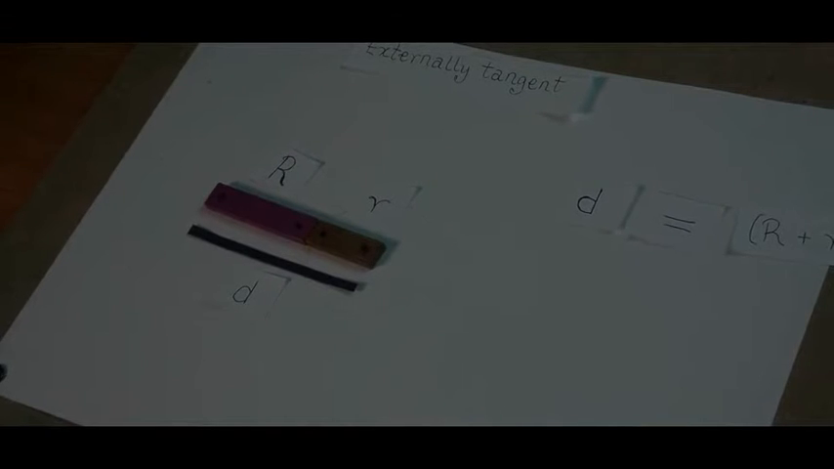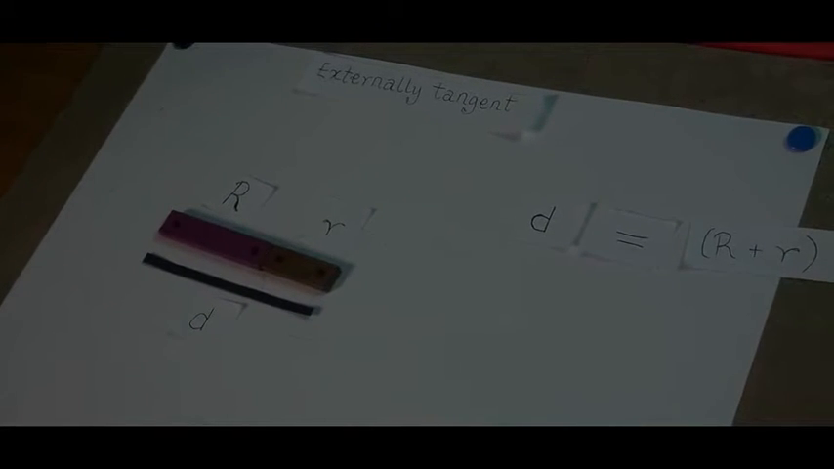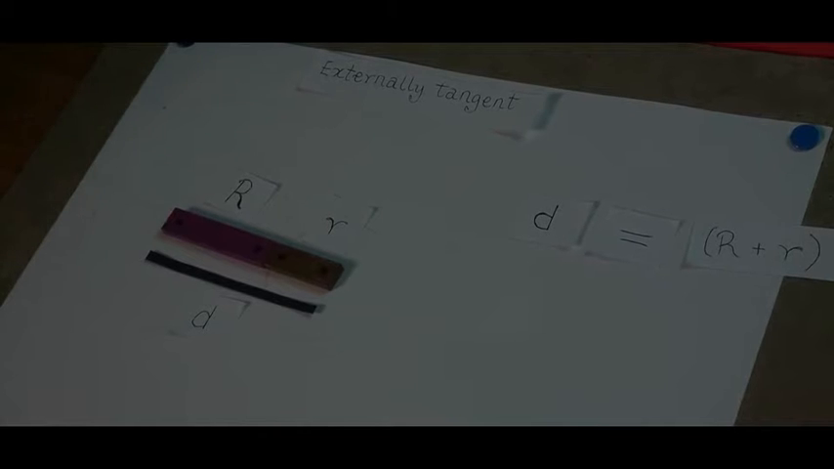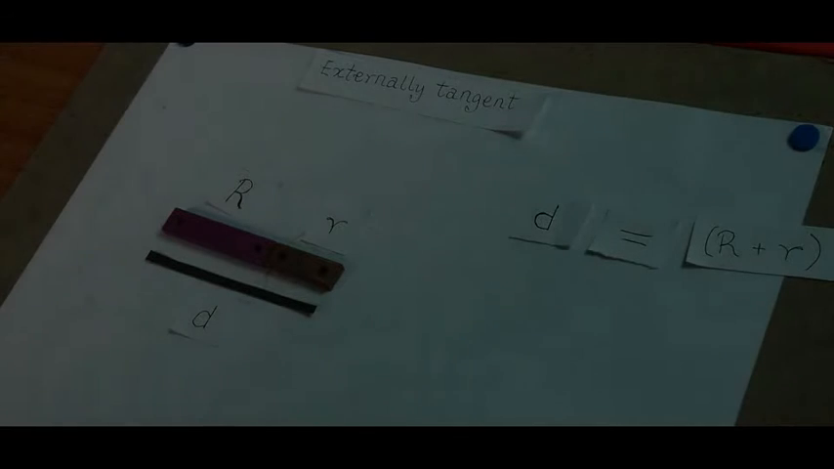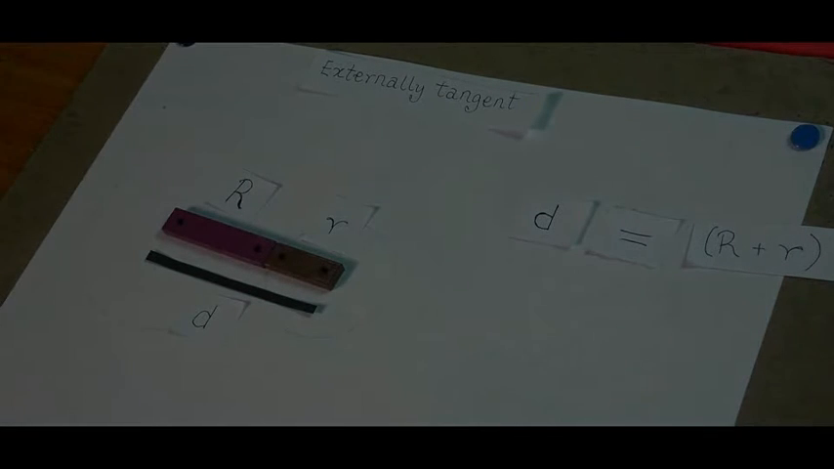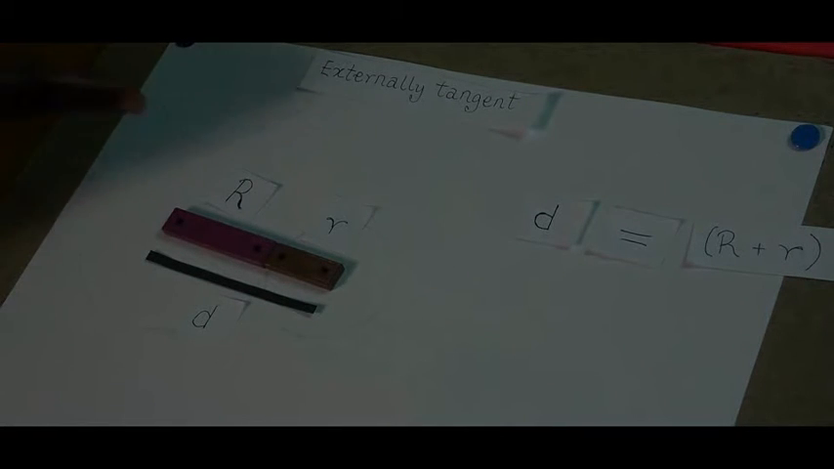Where r equals the radius of the small circle and capital R is the radius of the bigger circle.